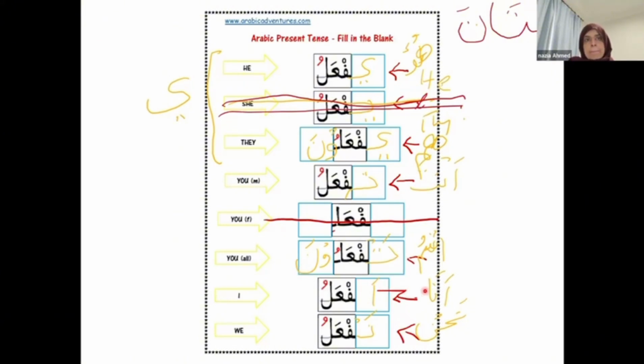Moving on to the first person, take alif from ana. Af'alu. Take noon from nahnu, naf'alu. Anything not clear? Please ask me.